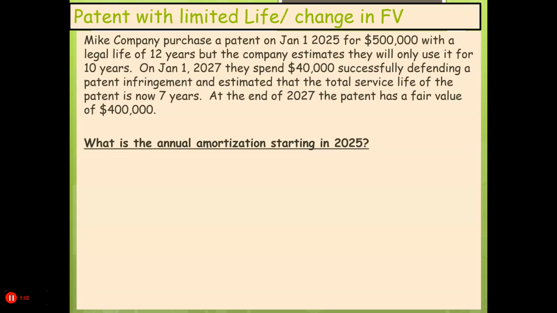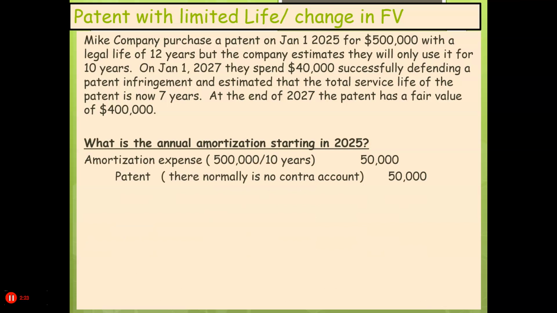So we purchased a patent for $500,000, had a life of 12 years, but the company said they're only going to use it for 10. And on January 1st of 2027, 2 years later, they spent $40,000 successfully defending the patent, and they estimated the total service life of the patent is now just 7 years. At the end of 2027, the patent has a fair value of $400,000. So let's take a look at what this looks like under GAAP.